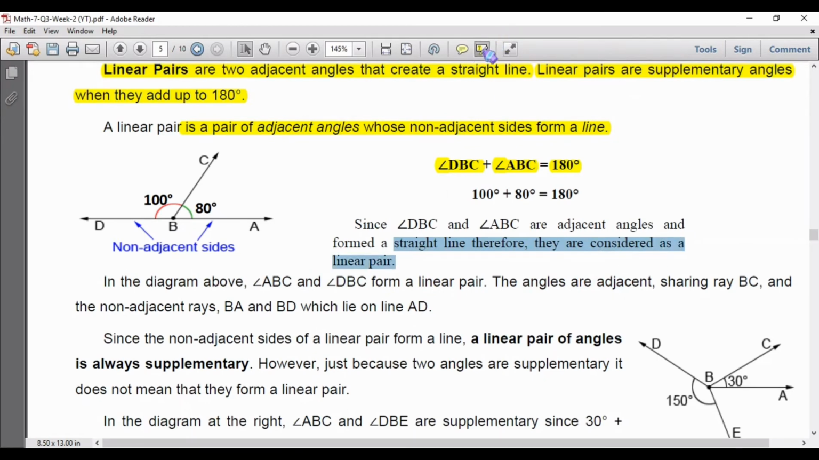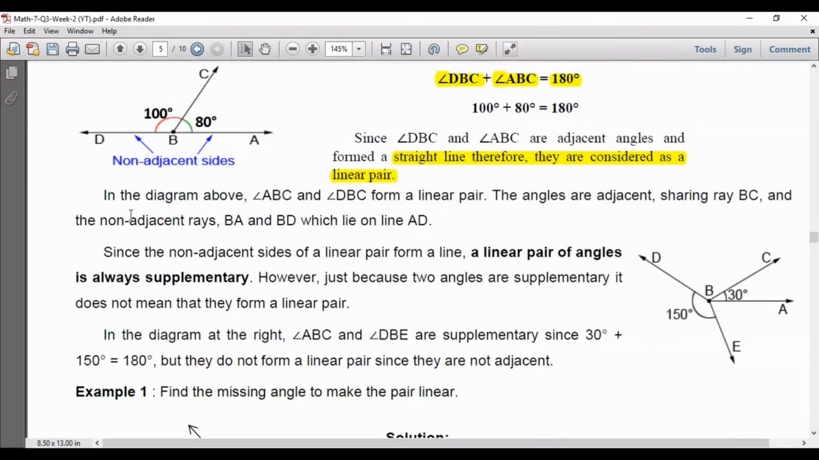So may conclusion tayo. In the diagram above, angle ABC and angle DBC form a linear pair. The angles are adjacent, sharing ray BC. So therefore they are adjacent angles. And the non-adjacent rays BA and BD lie on line AD. So BA and BD are the non-adjacent sides of the two angles.